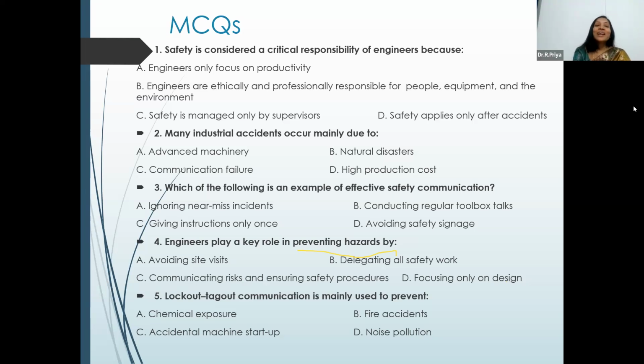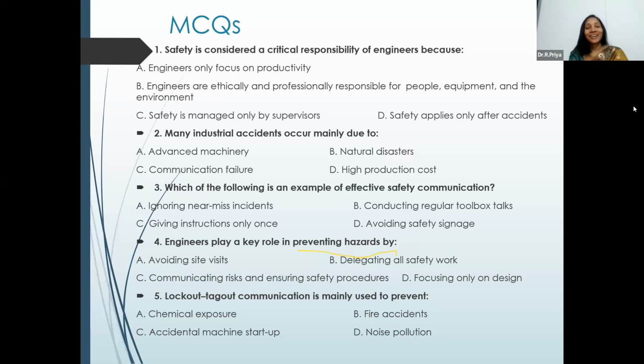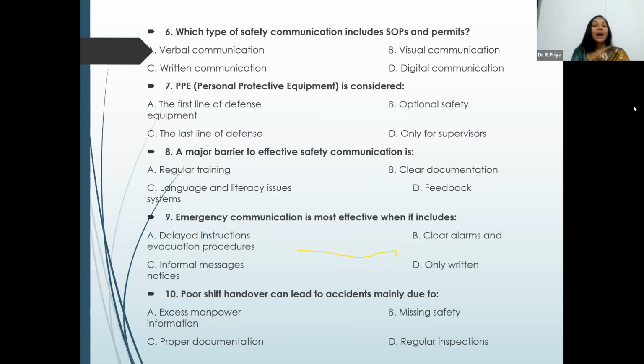The next one is lockout tagout communication is mainly used to prevent chemical, sorry, accident, machine startup. The option is C. Okay. If you go to the second slide, which type of safety communication includes SOP and permit?